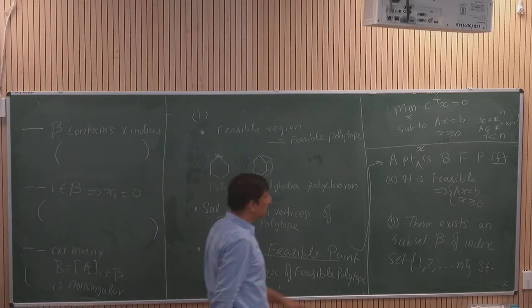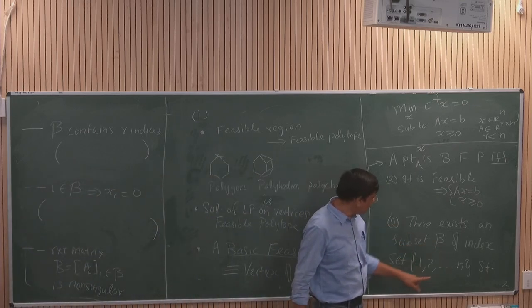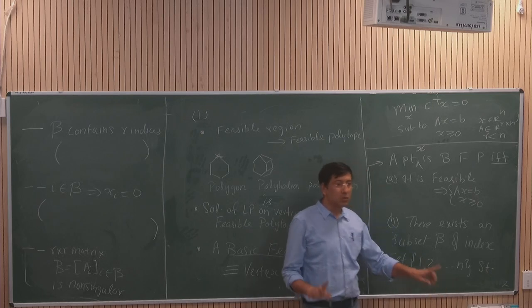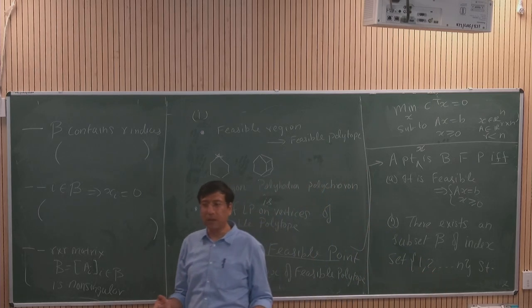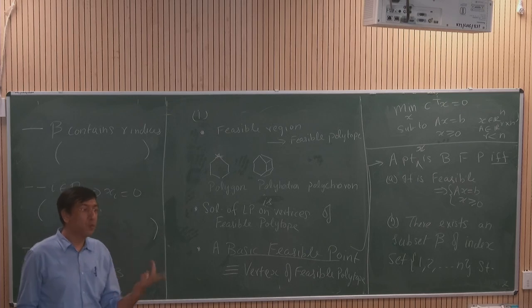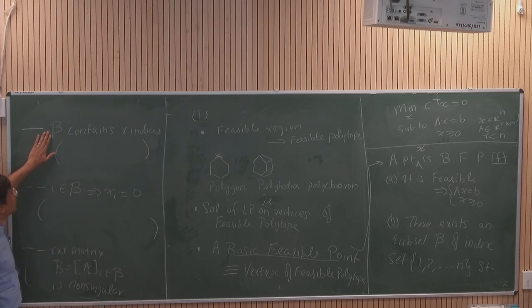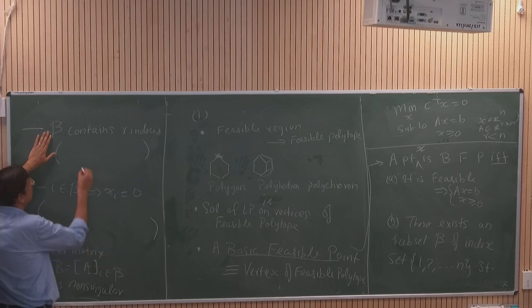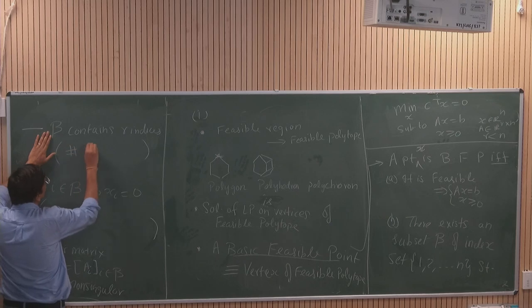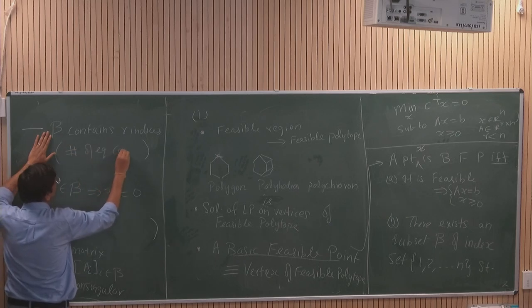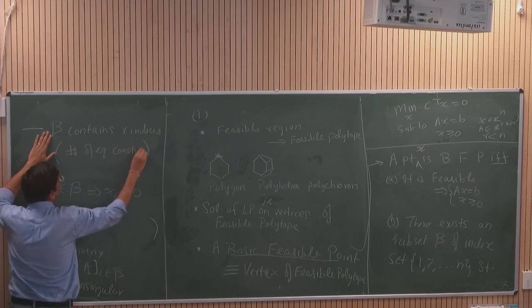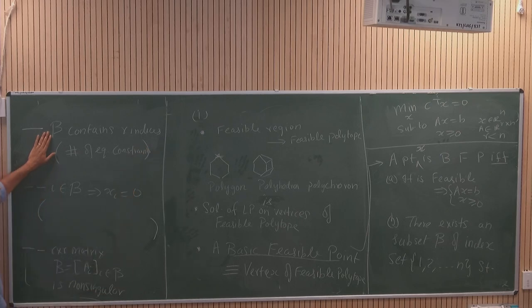So it says there exists a subset B with an accent of the index set 1 to n. Recall the previous example, if n was 2, it will be just 1 and 2. It should be a subset such that B contains R indices. What was R in the previous problem? 1, right? It was 1 equality constraint. So this is saying the number of equality constraints. You have to find an index set such that it contains R indices.